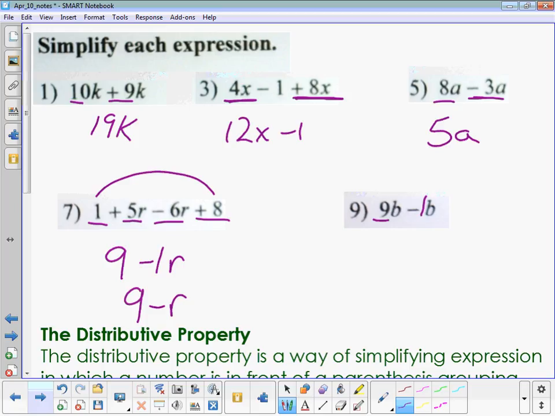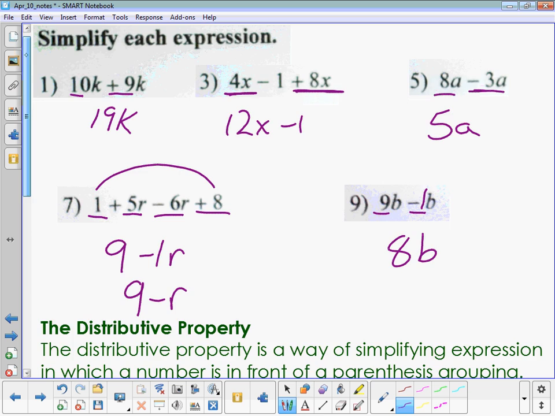That means I got 9 take away 1, which means I have 8 b's. So when you think about this coefficient, that number that's in front, it tells you how many of those variables you have. I had 10 k's in one group, 9 k's in the next group, so I have a total of 19 k's. So in problem 9, I got 9 b's. I can write them out as 9 different b's, and then I take one of them away. It leaves 8. Okay, so that's combining our like terms.